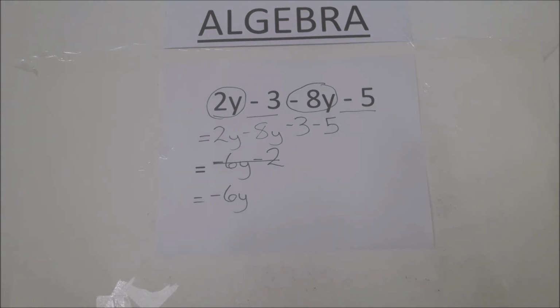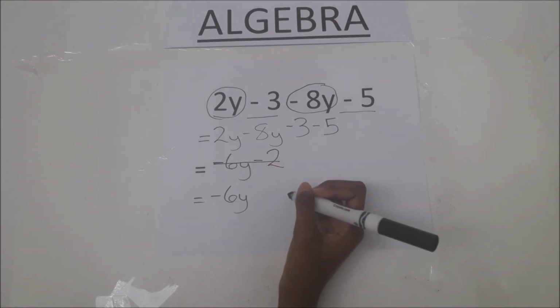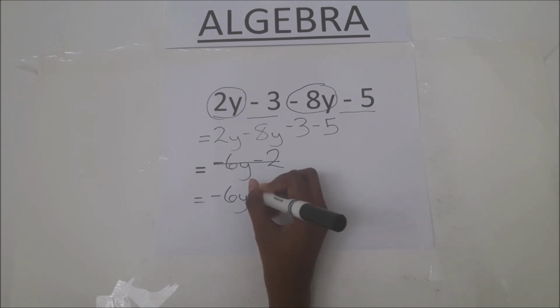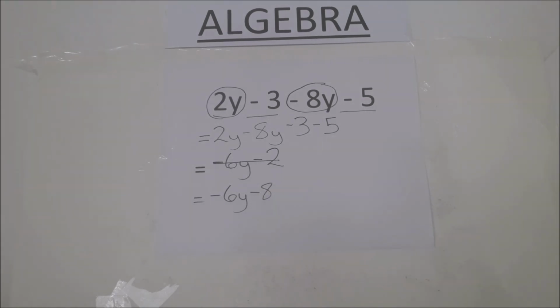What do you do with them? What do you do? Add. Add. And it will still be negative. So minus 8. Okay, so don't get confused.